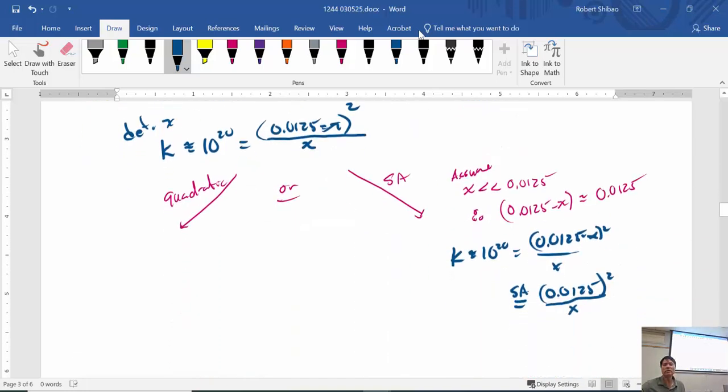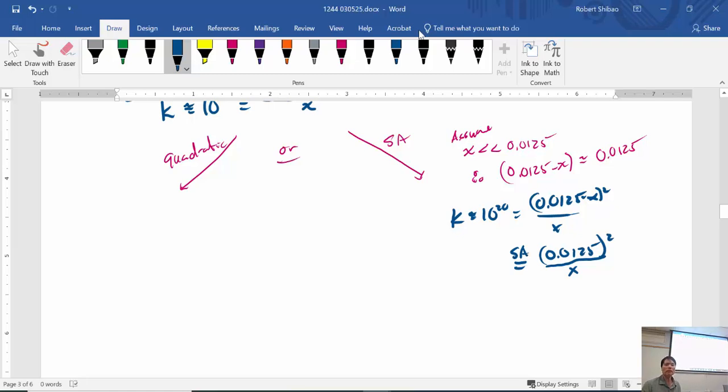So when we do this, x is significant compared to 0, so we leave the x there. But take a look at what happens to the math. Now the math is quite simple. So we'll just go ahead and solve for x.